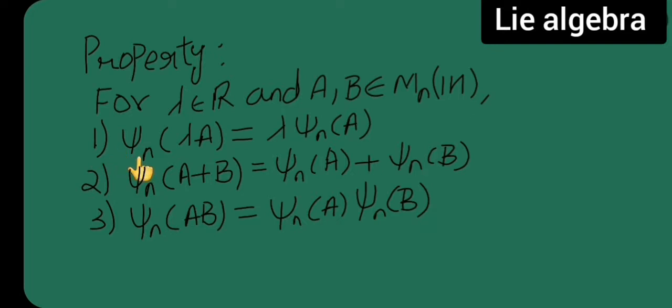First is what? Psi of lambda A is equal to lambda psi of A. Now second is what? Psi of A plus B is equal to psi of A plus psi of B. Third is psi of AB is equal to psi of A into psi of B.